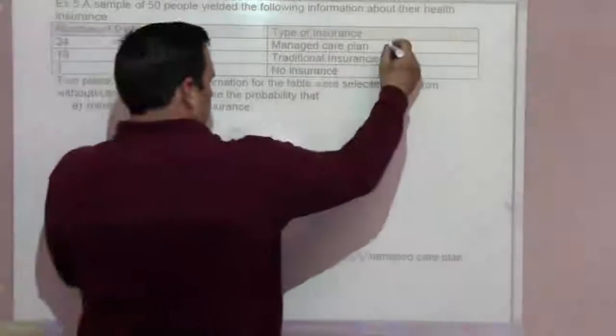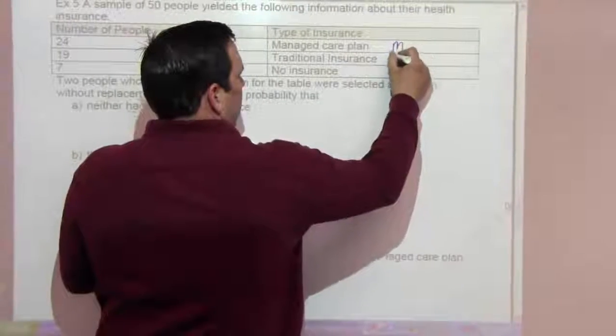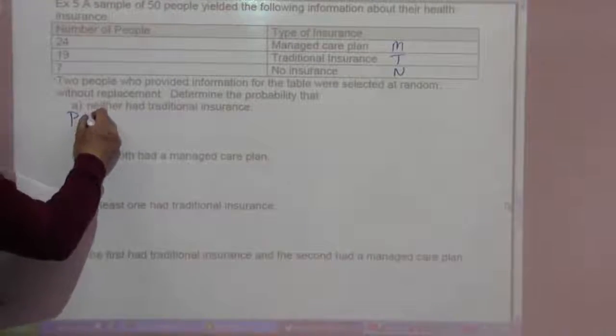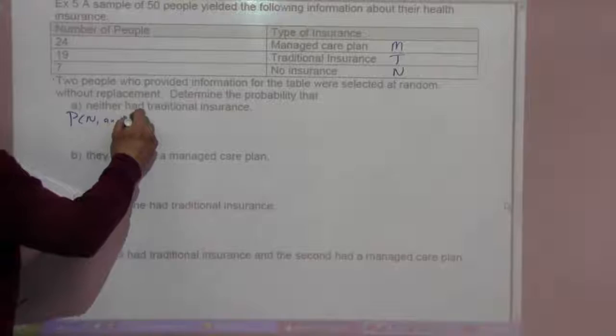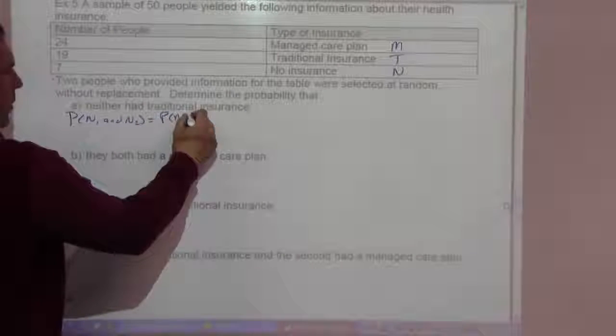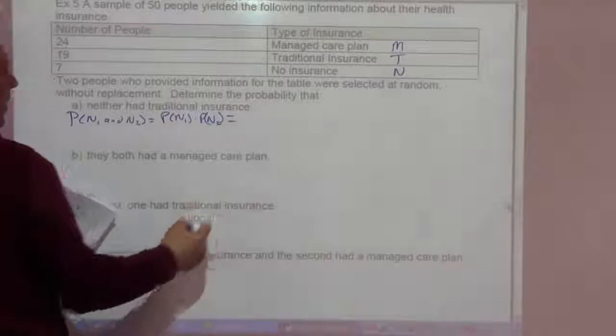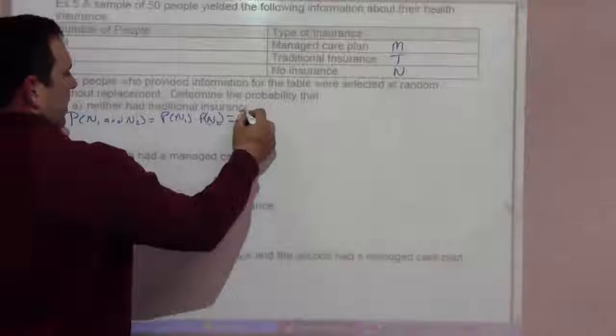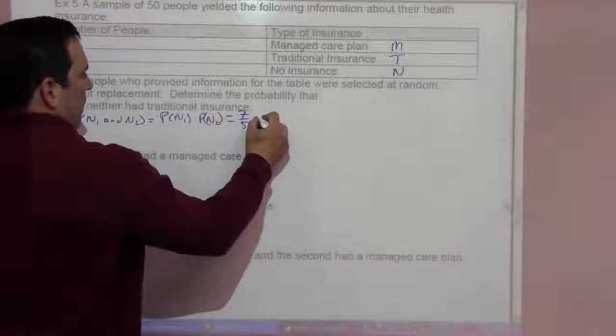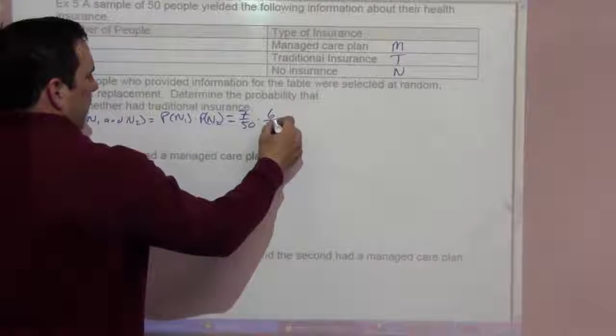So I'm going to say this is M for managed care, T for traditional, and N for no insurance. So we're looking at the probability of no for the first one and no for the second one. That's going to be the probability of N1 times the probability of N2. Probability of no for the first person is 7 out of 50, and for the second it would be 6 left out of 49.